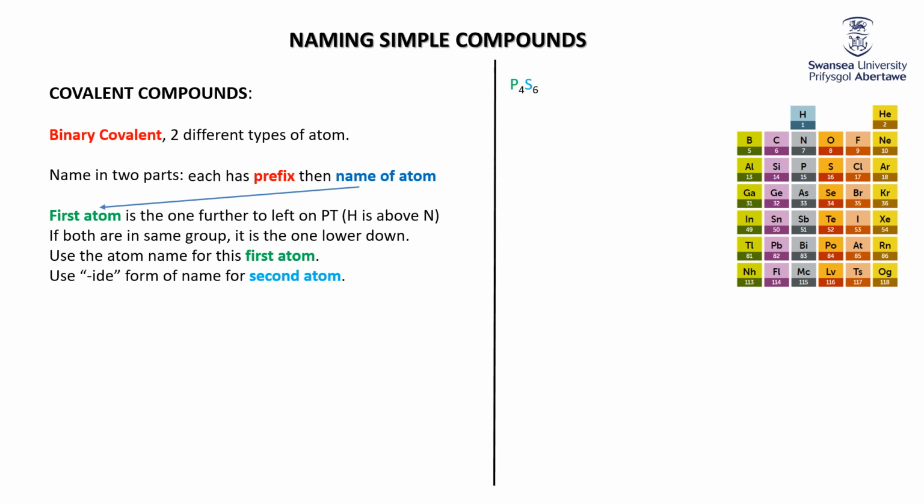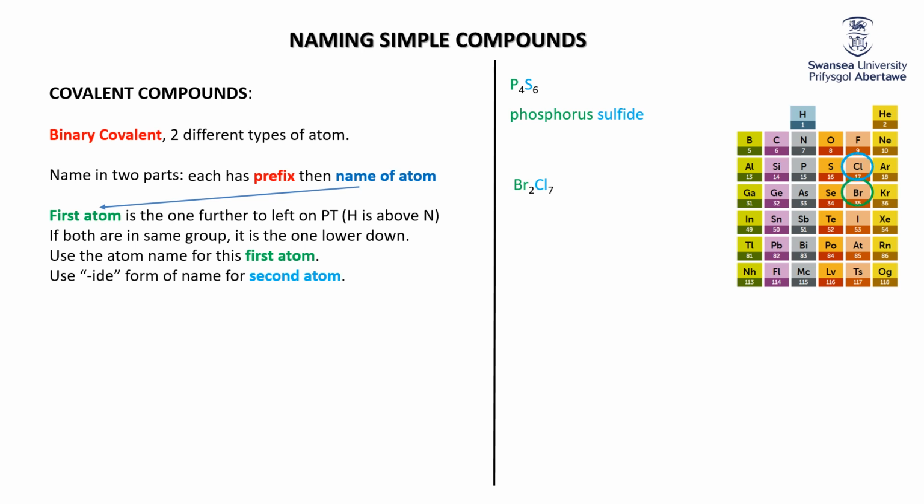Let's start off with phosphorus and sulfur, P4S6. Okay, well, there's phosphorus and sulfur on the periodic table. Phosphorus is to the left of sulfur, so that means that phosphorus is the first atom, the one further to the left, and sulfur is the second atom. We use the atom name for the first atom, we use the -ide form for the second atom, so the name of this will be something to do with phosphorus sulfide.